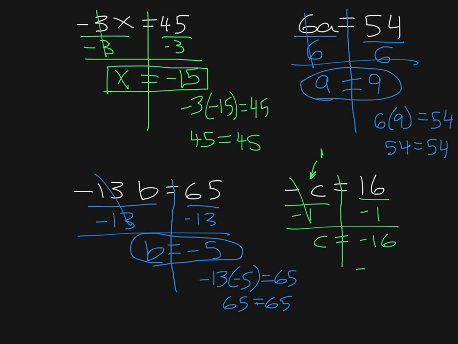Now let's substitute here, and we'll see if this makes this equation true. We have negative, and then for c, I'm going to write negative 16, equals positive 16. Negative negative 16, that's like saying the opposite of negative 16. That just gives us positive 16 equals 16. Think about this as subtracting negative 16. That's just like adding positive 16. So 16 equals 16. So c equals negative 16 is the correct answer.